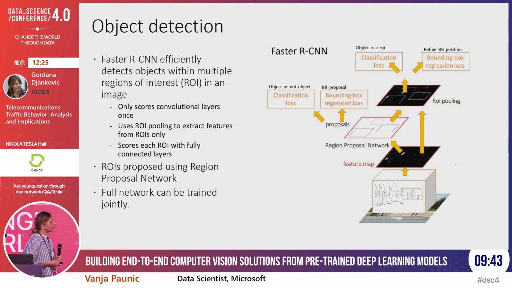In object detection, the way transfer learning is used is in the following way. Just to give you some background, in object detection scenarios, usually the most popular approach is called Faster R-CNN, which combines two networks.